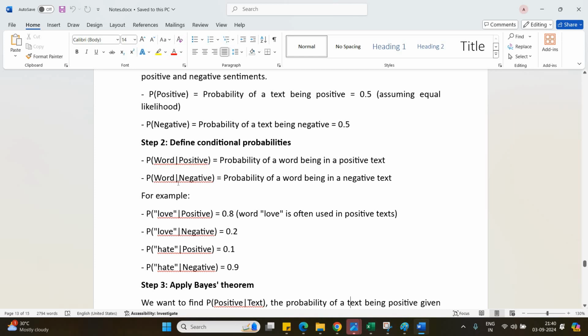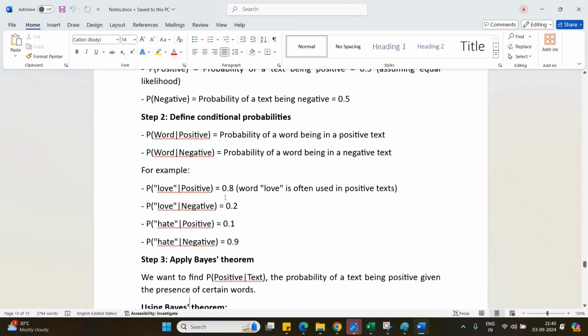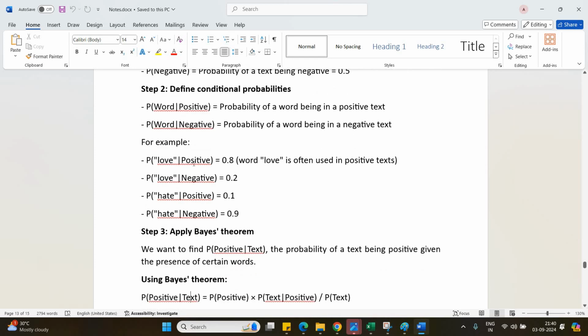Similarly, we have the negative sentiment, and we have to find out the probability that the word is present when it has been used in the negative sense. So, for example, you can see here we have used the word love. What is the probability that the word love is present when it has been used in the positive sense? Its probability is 80%.